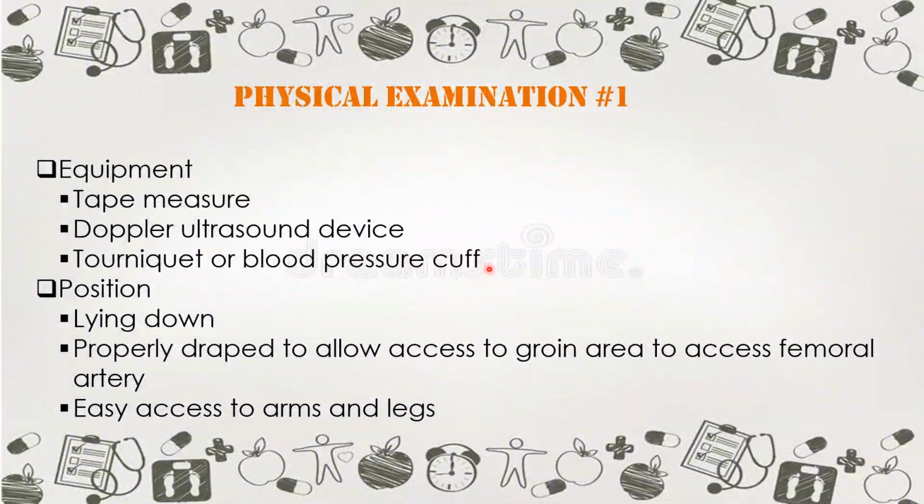Now, let's move on to the physical examination. So before you proceed, make sure to check the following. For your equipment, you need a tape measure, Doppler ultrasound device, tourniquet, or blood pressure cuff. And you have to position your client lying down in a supine position, and properly drape to allow access to the groin area to access the femoral artery. So there should be easy access to the arms and the legs.